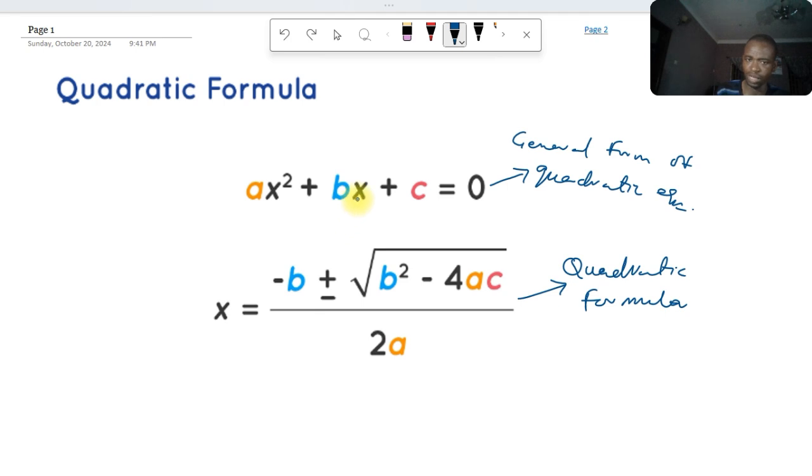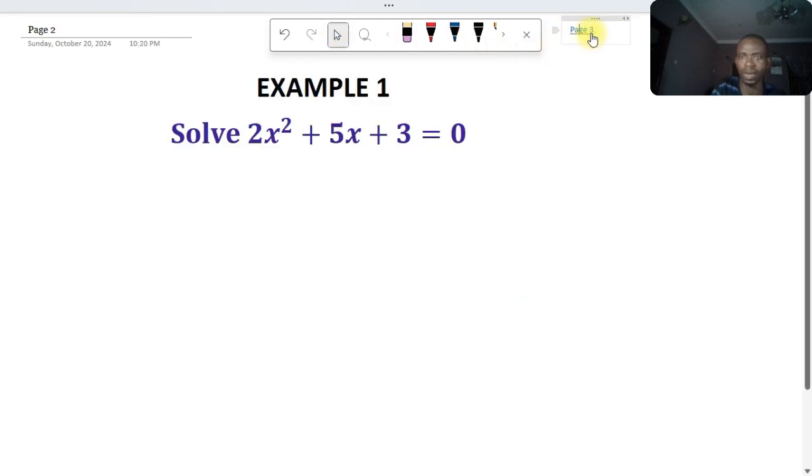When we say solving a quadratic equation, we mean looking for the value of the unknown. Sometimes you may be asked to look for the roots of a quadratic equation. It's still the same thing, asking you to find the value of the unknown. So let's take an example without wasting time, so that we work with an example. I think that should make it clearer.